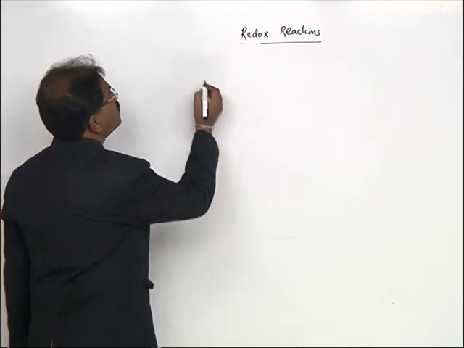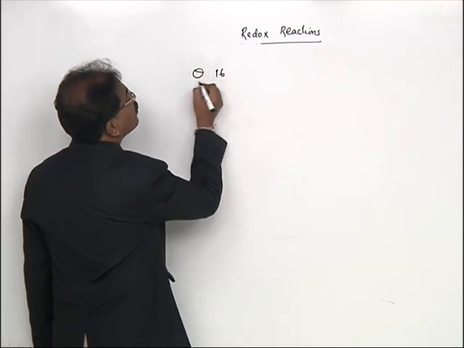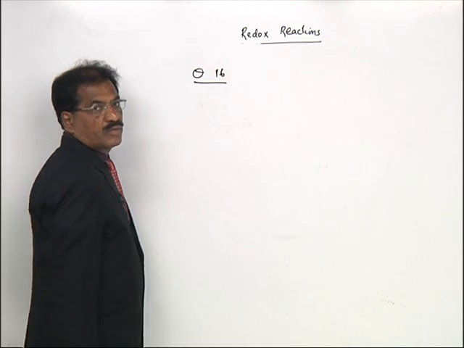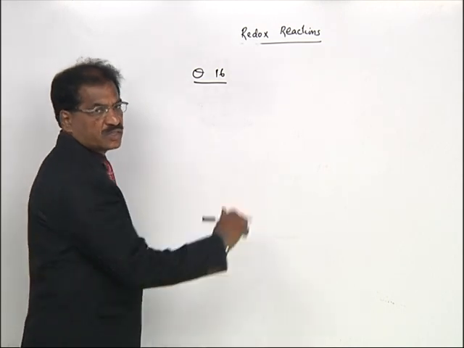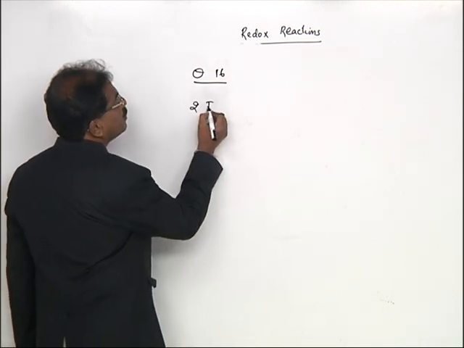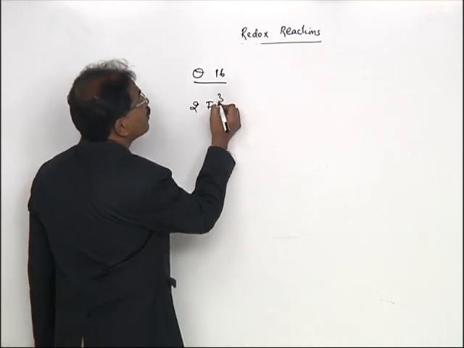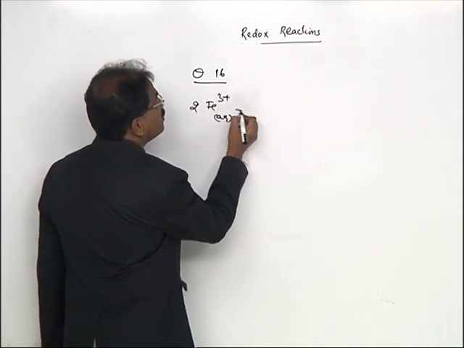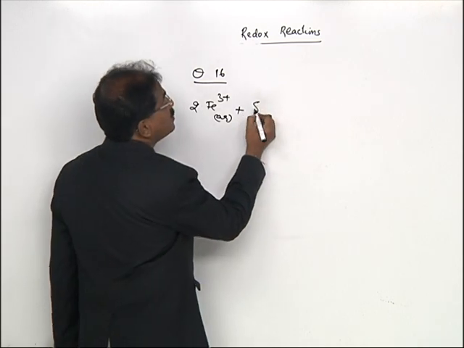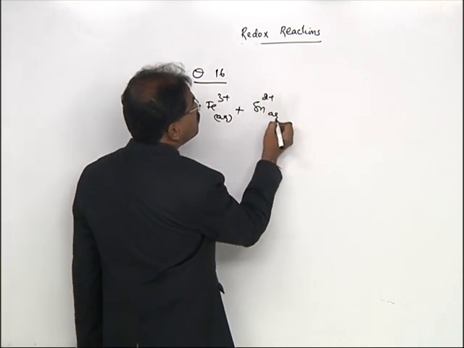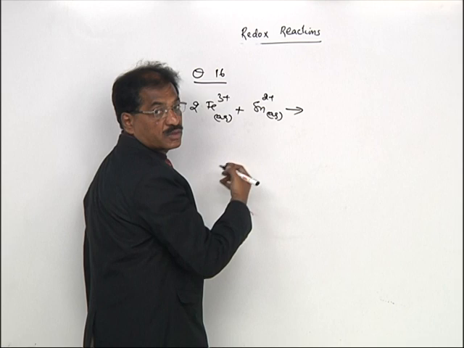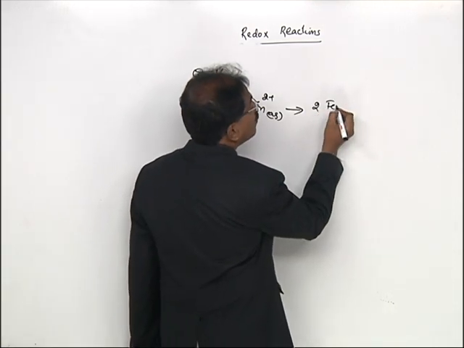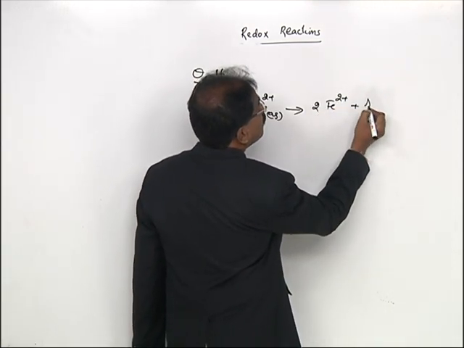Next, question number 16. What is A in the following reaction? The reaction given is 2Fe3+ in aqueous medium, plus Sn2+ in aqueous medium, gives A.